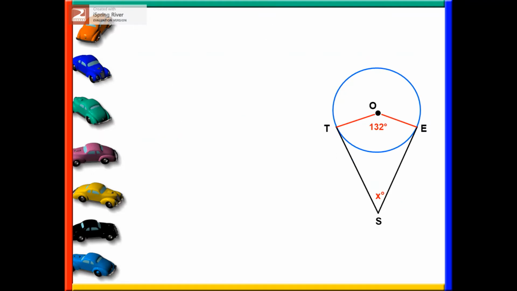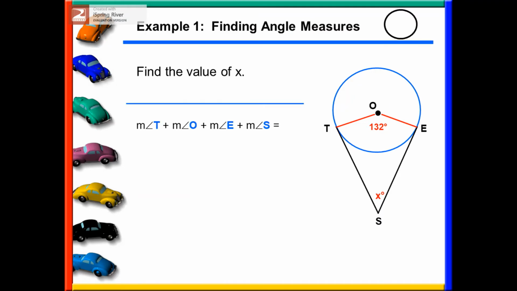Okay, another example. Find the value of x. We have the given 132 degrees from angle O. So what is the measurement of angle S? Since angle T and angle E have 90 degrees, we need to substitute these values to get the value of x. So 90 plus 132 plus 90 plus x is equal to 360 degrees.